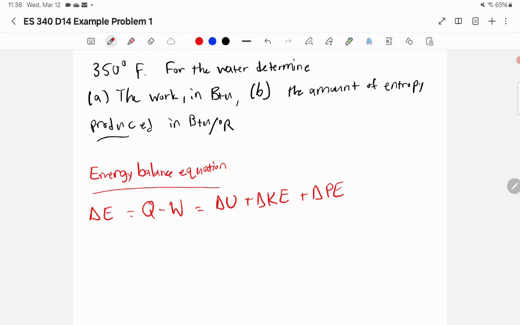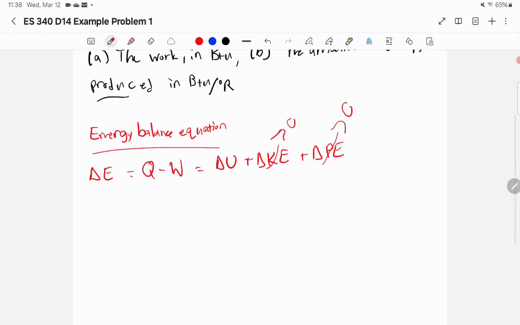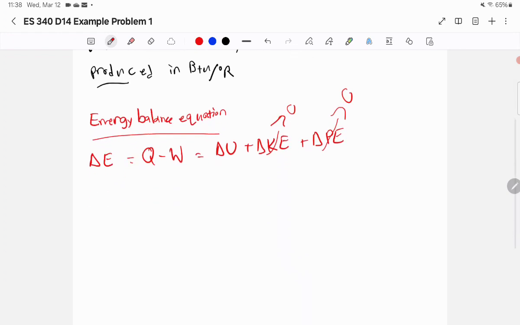Okay, and in this case we have no information about the velocity or change in height, so these terms are going to go away. Remember, we always have to figure out which terms we can eliminate, and in this case we can eliminate those ones. That means we're going to have Q minus W is equal to delta U.